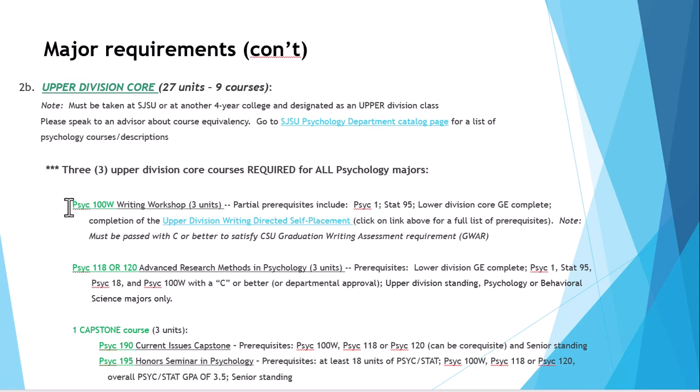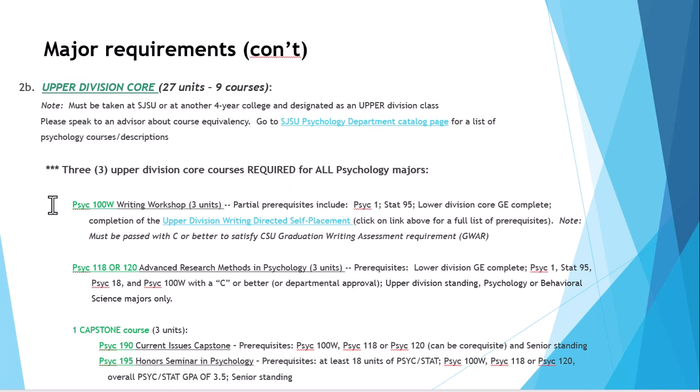Before you can enroll in it, you also have to have completed Psych 1, Stat 95, and the lower division GE core courses. The lower division GE courses are areas A, B, C, etc. So all of your lower division GE core courses must be complete. You have to have finished Psych 1 and Stat 95. Usually all of this happens around your junior year, your third year.